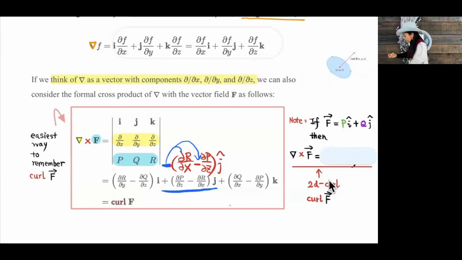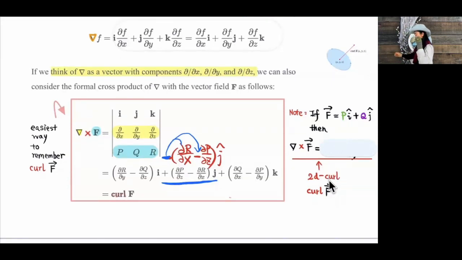And then at last, for the k component, you cross out this row and this column, and you get the submatrix. You get the partial derivative of Q with respect to x, subtracting the partial derivative of P with respect to y. So this is called the curl of F. You can think of this as the cross product of del with F. So curl is the cross product of del and F.